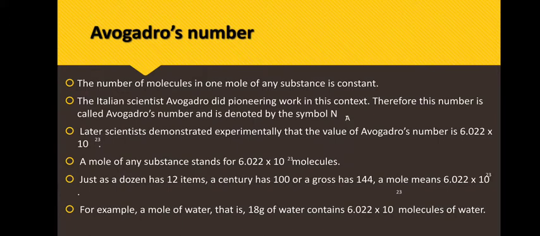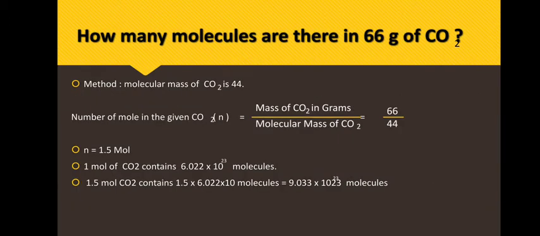So is it clear, students? So now how many molecules are there in 66 gram of carbon dioxide? Let's take. The molecular mass of carbon dioxide is 44. Now we already know the formula for number of moles. So mass of carbon dioxide in grams, how much is it? 66 grams. Then molecular mass 44. So if you divide that, you get 1.5 moles. So how many molecules we have to calculate? 66 gram of carbon dioxide means 1.5 moles.